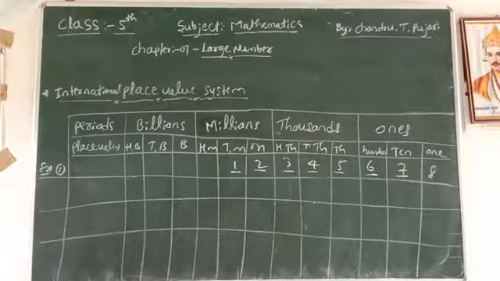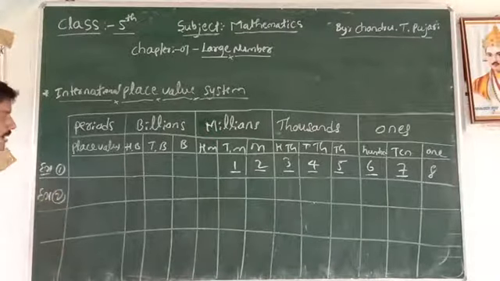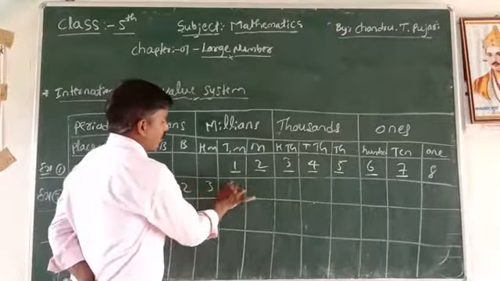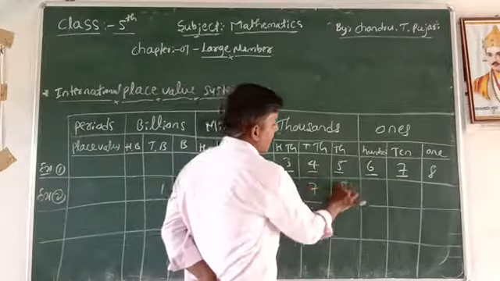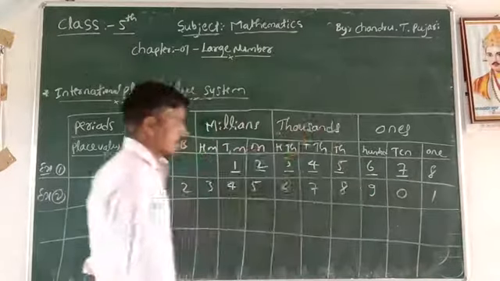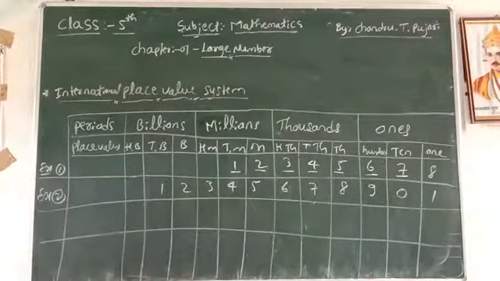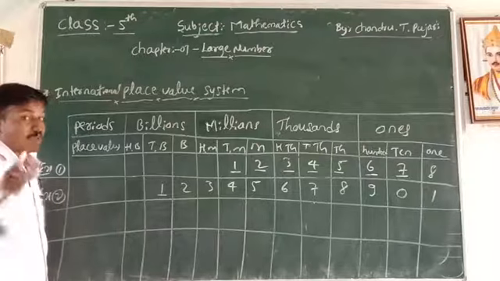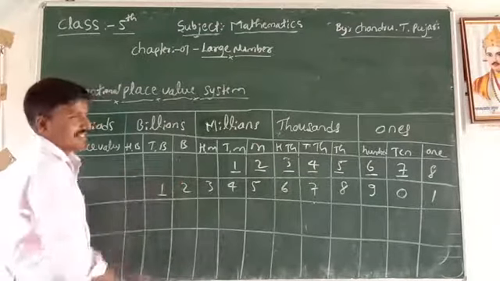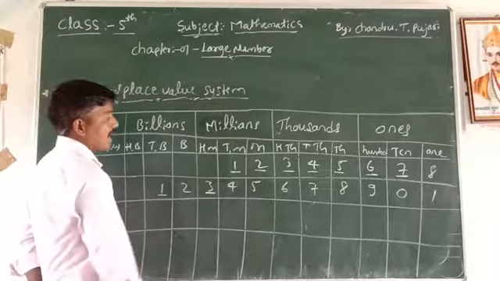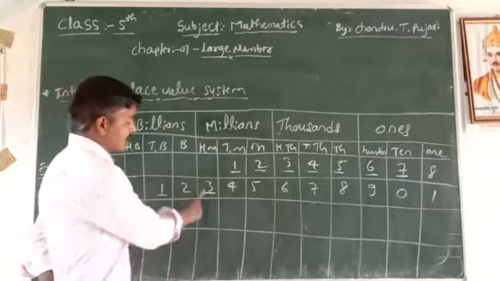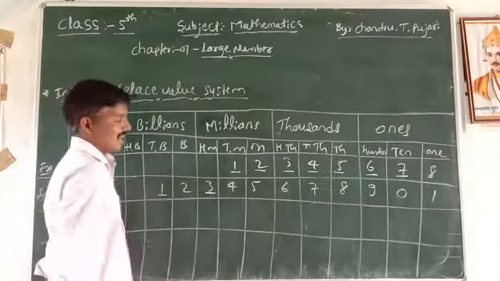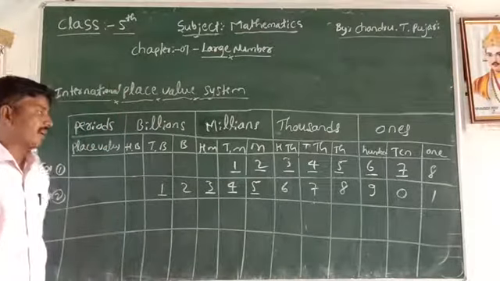The next one you can also write, example 2. Example 2: 1, 2, 3, 4, 5, 6, 7, 8, 9, 0, 1. How many digits are here? It is an 11 digit number. In the 11 digit number, this 1 is in the 10 billion place. 2 is in the billion place, that is 2 billion. 3 is again in the 100 million place, that is 300 million. Next, 4 is in the 10 million place, 40 million. 5 is only million, that is 5 million. How can you read this number?